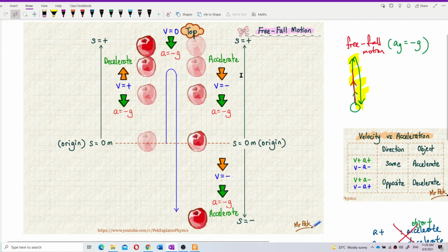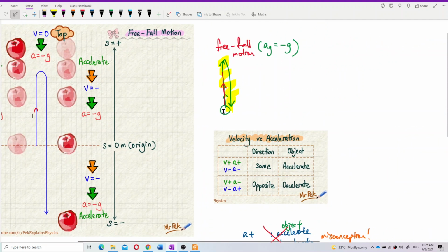All right, look at this freeform motion. Let's say an apple is being thrown up, and then it falls back down, and then goes below the origin. The whole process is still called freeform motion, although the first part, when going up, doesn't look like it's falling down. It's still considered a part of the freeform motion. The front part here is also considered a part of freeform motion.